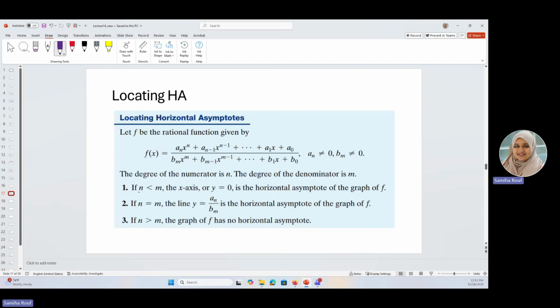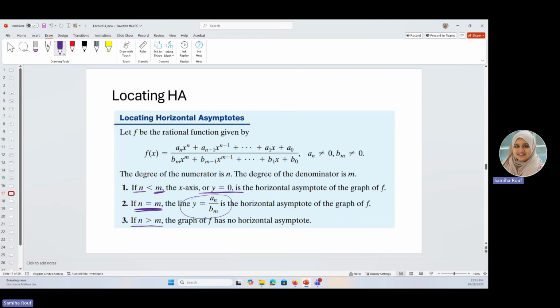We have case one, where the degree of the numerator is smaller than the degree of the denominator. In this case, your horizontal asymptote is just y equals 0. We then have the case where the degree of the numerator is equal to the degree of the denominator. In this case, your horizontal asymptote just takes the leading coefficients. Your horizontal asymptote is the ratio of the leading coefficients.